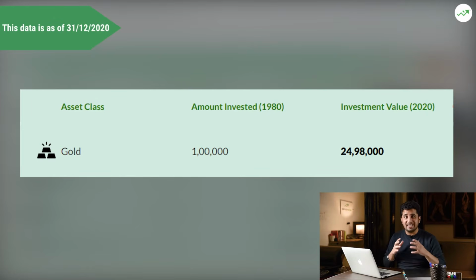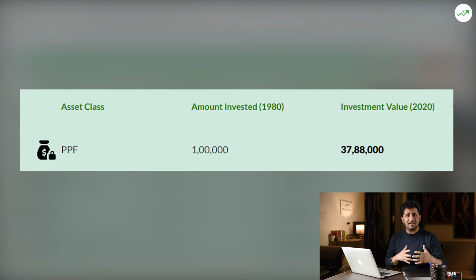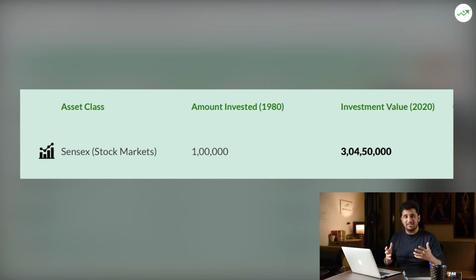Roughly about 25 lakh rupees. Let's say you'd put that into a fixed deposit. What would be the value? Roughly about 22 lakh rupees. In PPF, about 38 lakh rupees. And in Sensex, which is one of the indices of the stock market, this 1 lakh rupees would have been 3 crore rupees, much more than 3 crore rupees.